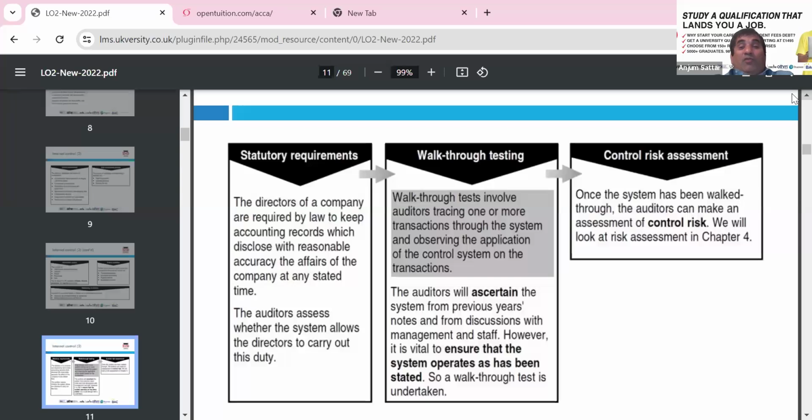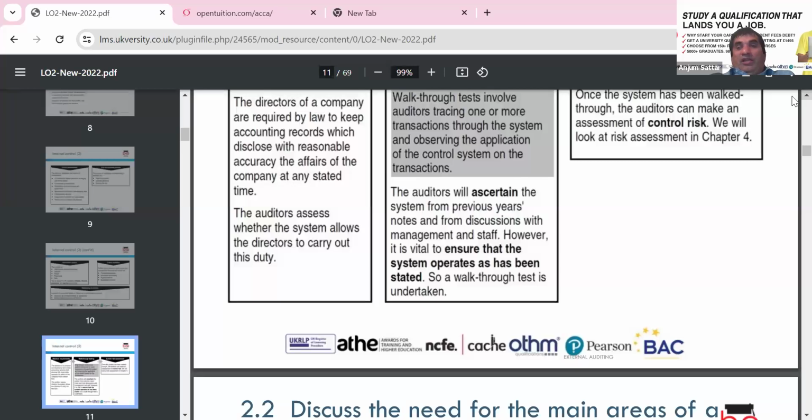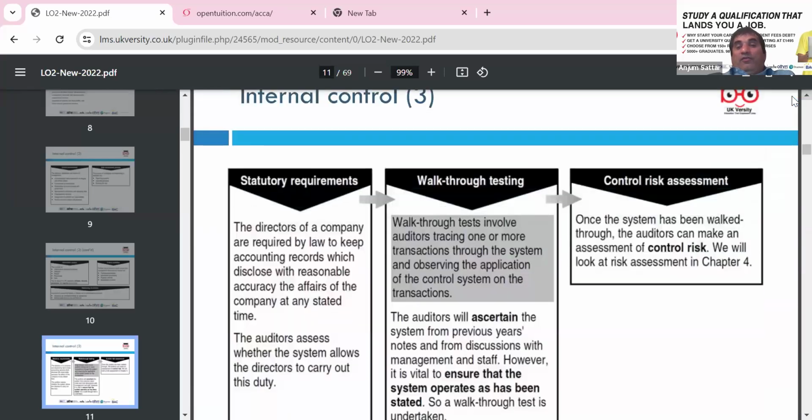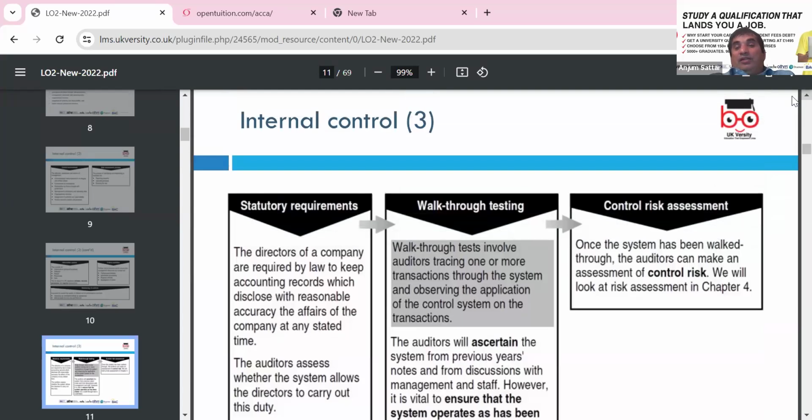Walkthrough testing involves tracing the details of one or more transactions. We can pick a sample, because we can't audit every transaction. We can pick some and look at the process and what control system is in place. The auditor will confirm the system from the previous year, take notes from discussion with management and staff, and ensure the system operates. So we can see the system is working appropriately. Control risk: once the system has been walked through, the auditor can assess the control risk, which we look at in the risk assessment in the next slides.